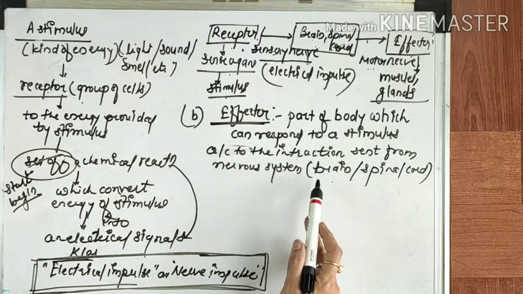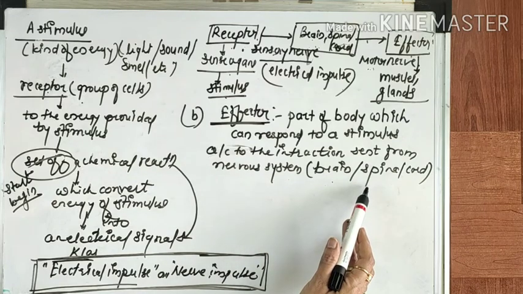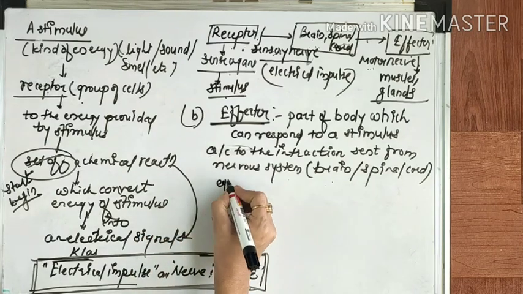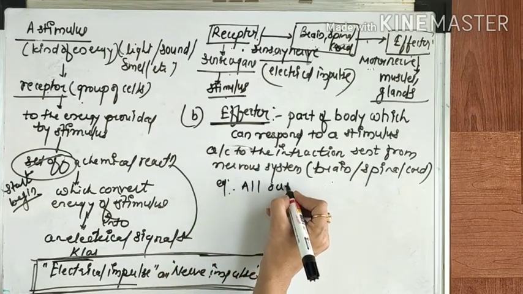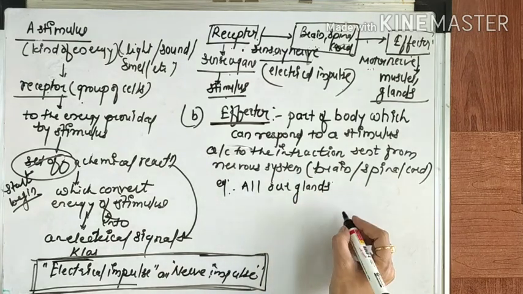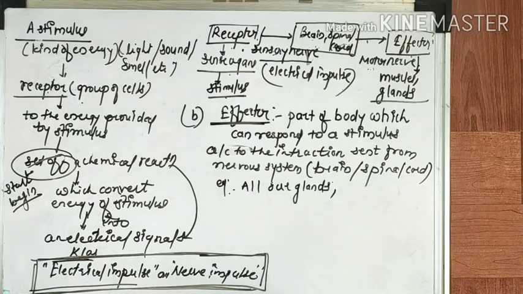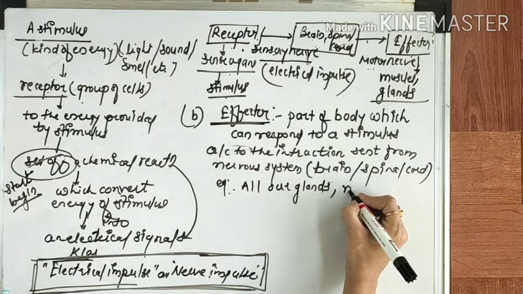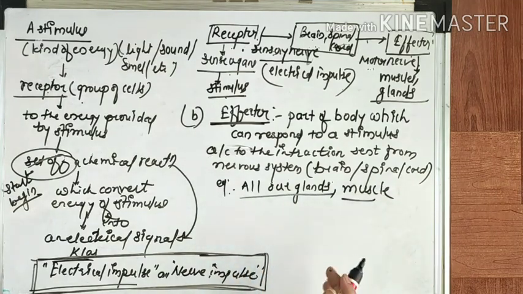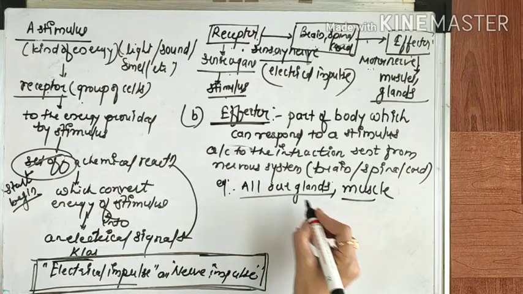Whatever the instructions sent from the brain and spinal cord, that is the response, and that response is shown by the part of the body that is nothing but the effector. So all our glands and muscles respond to the electrical signals.